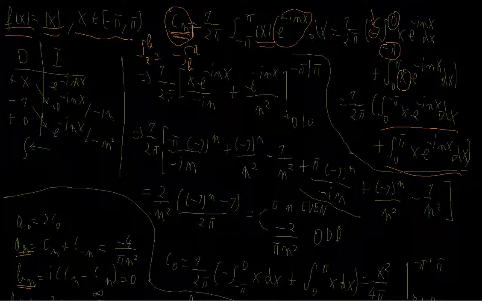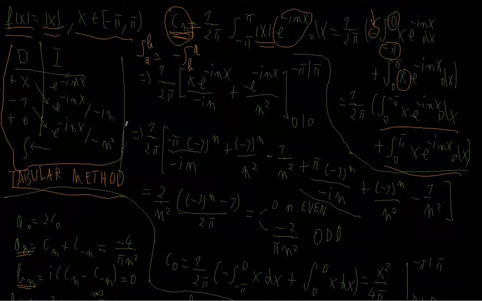And so now I use again the tabular method. You can look it up. I really advise you to look it up. It's really much easier to do integration by parts using that tabular method. So that's what I did here. So I took the derivative of x and integrated this e to the negative i n x. And so finally you should get the result here.